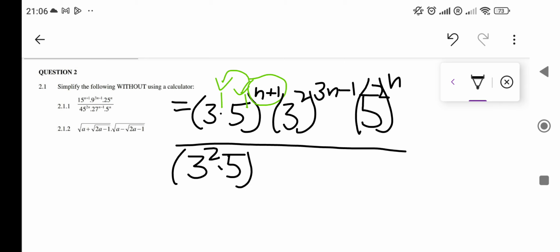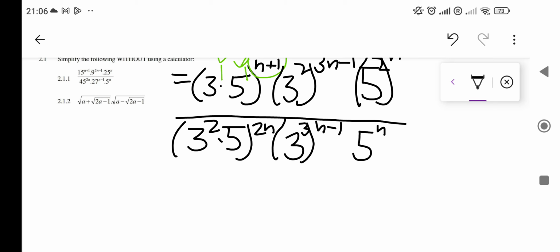And again in brackets, and we have 2n outside our bracket. 27, we know that is going to be 3 cubed. That was easy enough. And we have the n minus 1 there. And lastly, 5 to the power of n will just stay the same. Great. So again, step one was to make all of our bases prime bases. Step two, we said, get rid of our brackets.